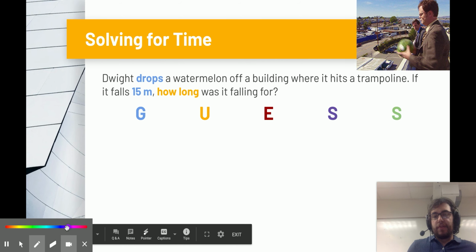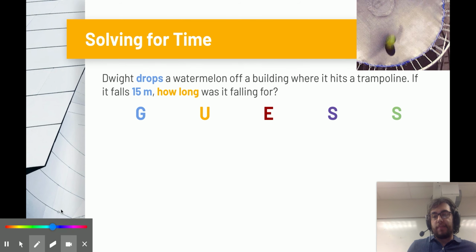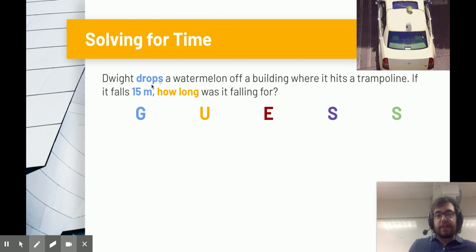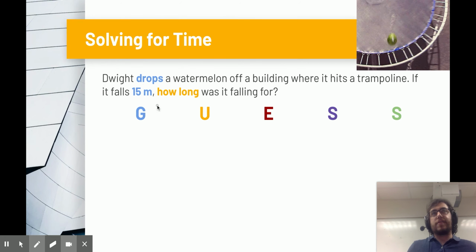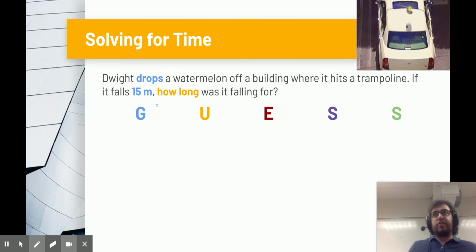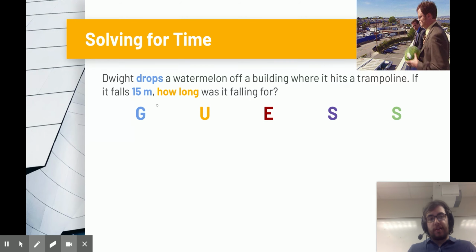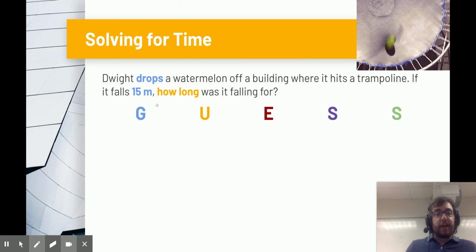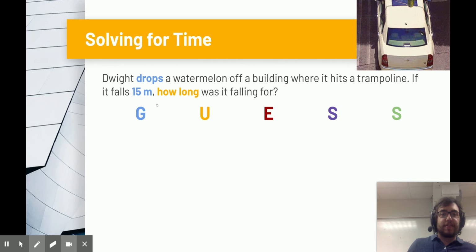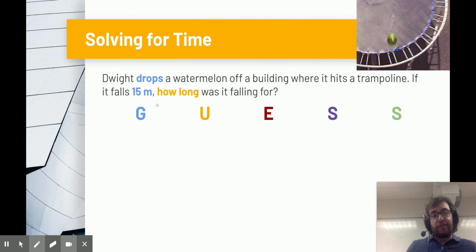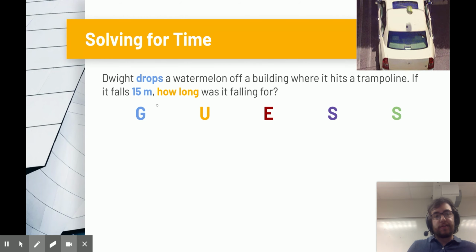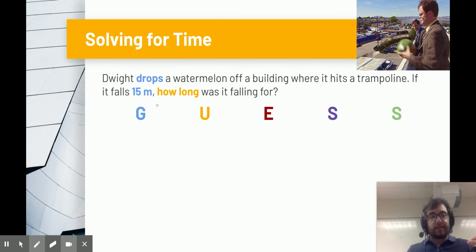Alright, this time we're going to be solving for time, because it's asking for how long was it falling for. That's like the same thing as saying how long it took you to get from point A to point B. We're usually asking for time. I know long can also mean distance. The English language is dumb, and that's just how it is. Hopefully you can recognize when it's asking for time and when it's asking for distance.